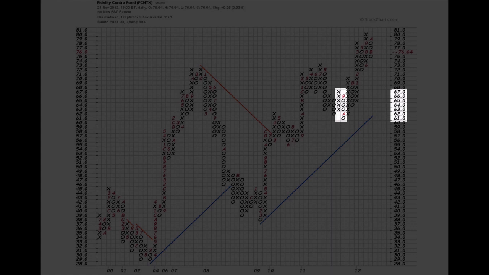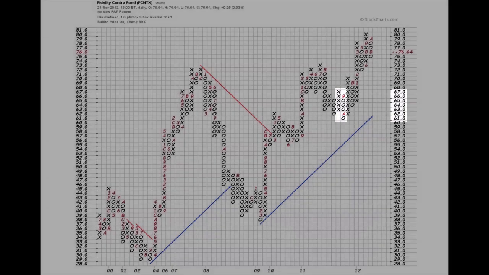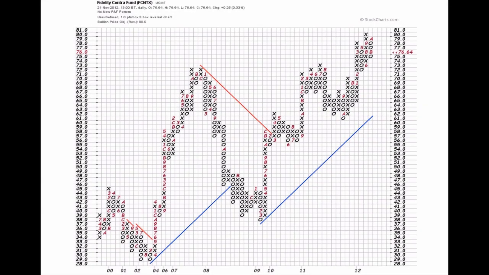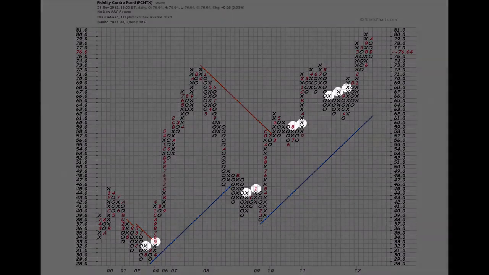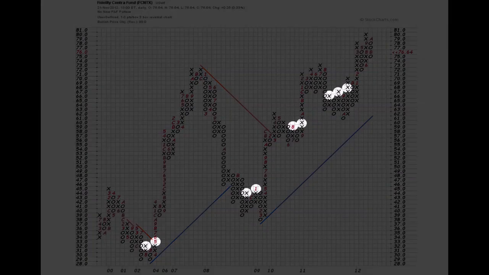In September, supply takes back control and completes a 3-box reversal down, and by October we see the price move to 61, which is a triple bottom sell signal. Can you see the constant battle between supply and demand, and that at any given point the chart is either on a buy signal or a sell signal?